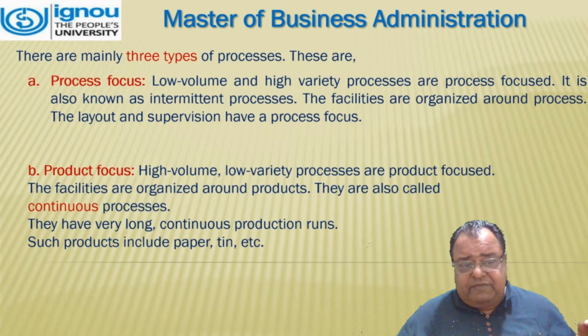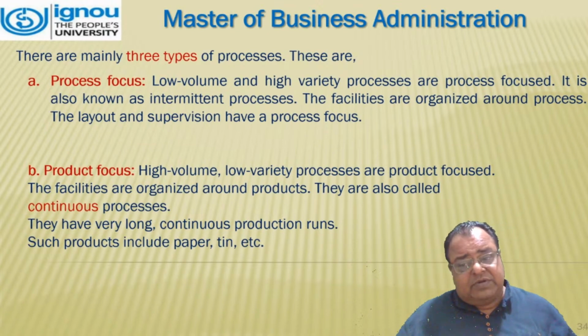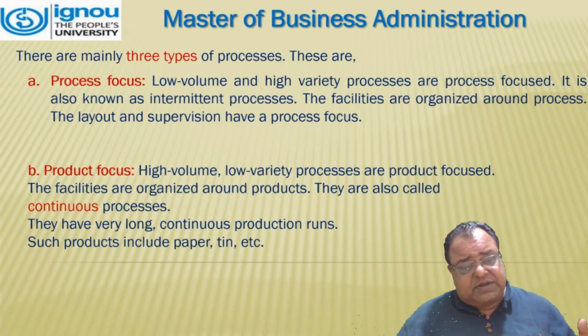Then comes your product focus. Here, high volume, low variety processes are produced and they are focused. The facilities are organized around the products. They are also called continuous processes. They have very long continuous production runs, such as paper, tin, oil, etc.